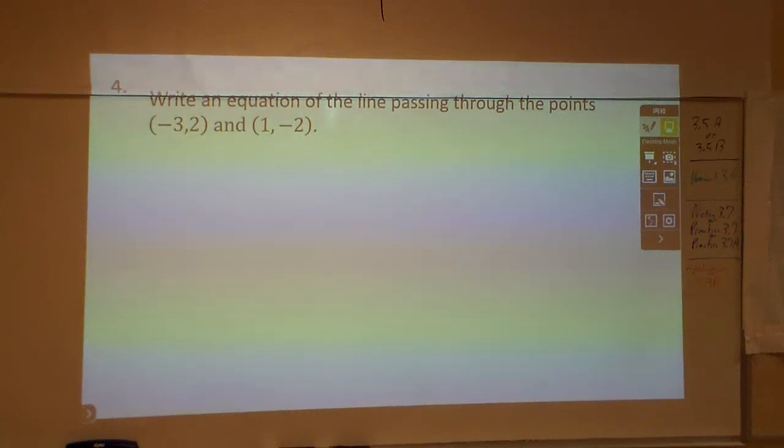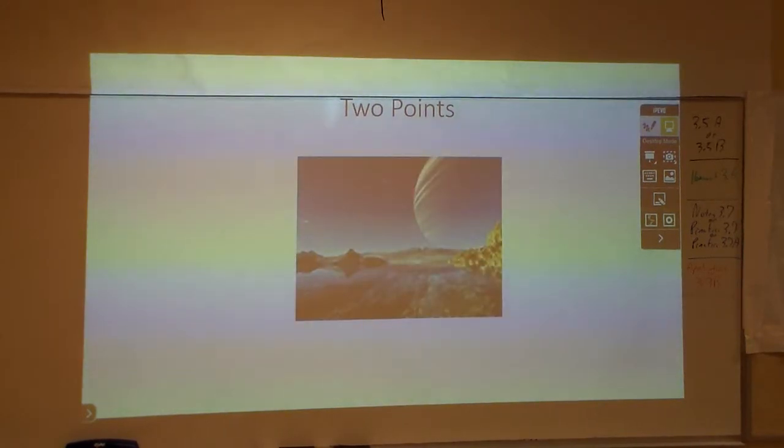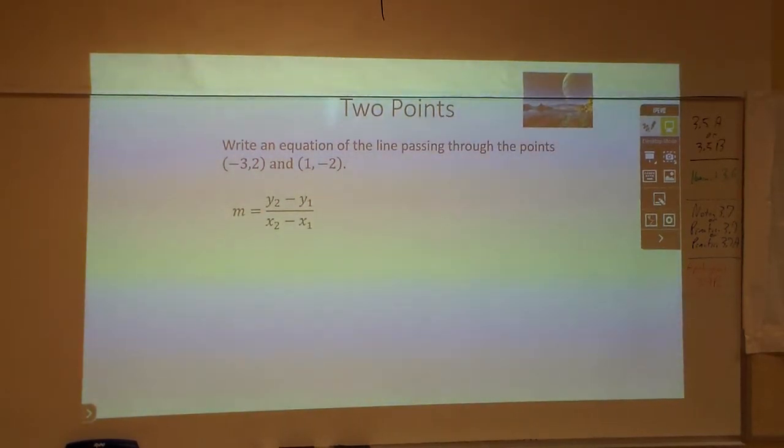Okay, to write an equation of the line passing through the points (-3, 2) and (1, -2). First off, to write an equation, you have 2 points. You have to have a slope and a point. I have a point, but I don't have a slope. But I can find the slope.